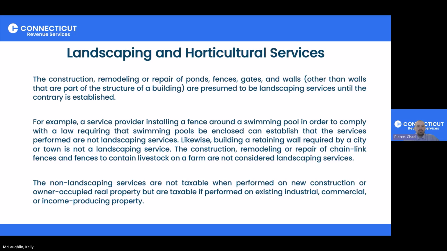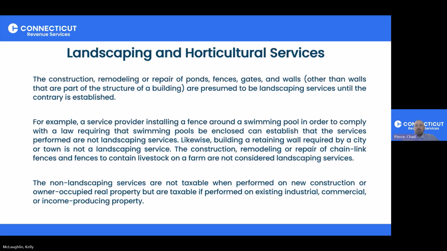So examples we have below that are pretty good ones that we do see: a service provider installing a fence around a swimming pool in order to comply with a law requiring that swimming pools be enclosed can establish that the services performed are not landscaping services. So if you're putting a fence around a pool because you have to, because that's the law, that's going to be different than you just putting a fence around your property.